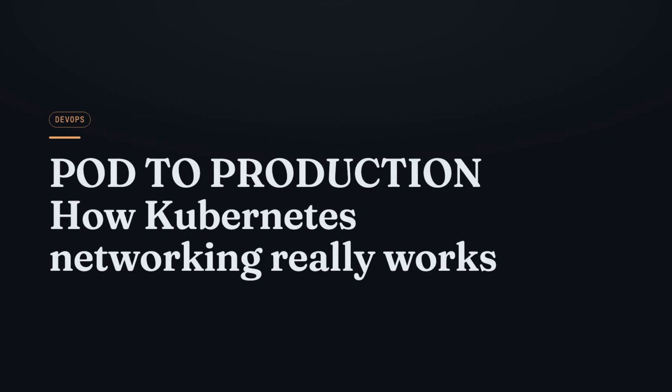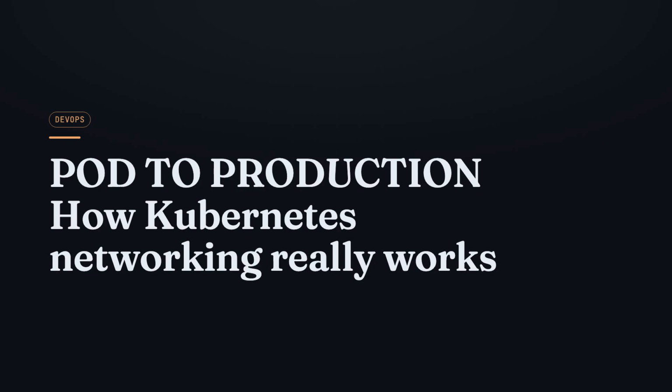You deploy an app to Kubernetes. It gets an IP address, and somehow other pods can reach it. Then a pod restarts, gets a completely new IP, and everything still works. That is not luck. It is a carefully designed networking model with clear rules.